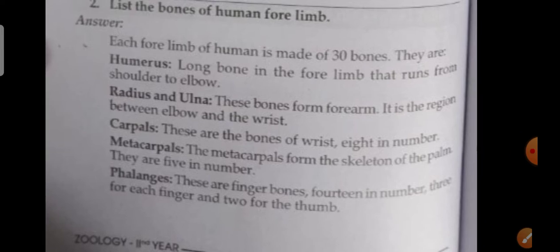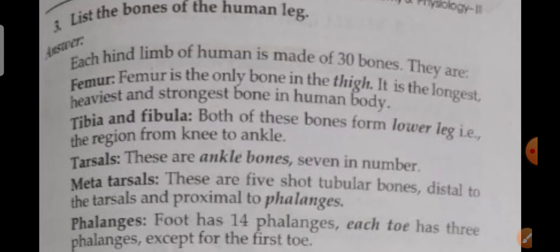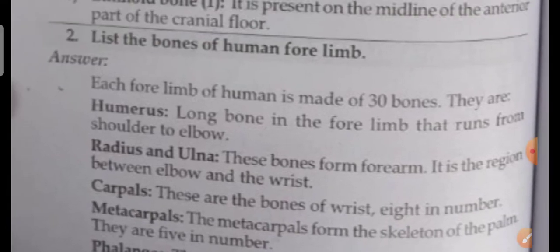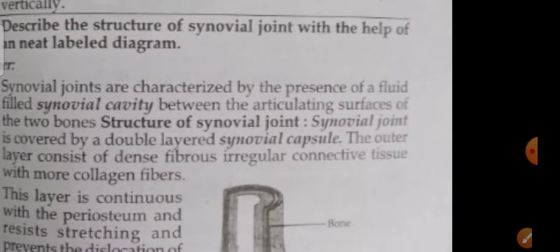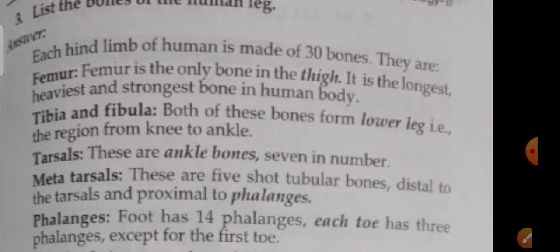It's clear. So next, coming to the list of the bones of the human leg, which I have shown now. Each limb of the human is made up of 30 bones. So here also 30 bones will be there. The upper limb has 30 bones, and the lower limb also has 30 bones. 30 plus 30 on the left side, 30 plus 30 on the right side, so 120 bones in total. The hands and legs on both sides make 60 plus 60, 120 bones. It's clear? Next, each leg is made up of 30 bones.